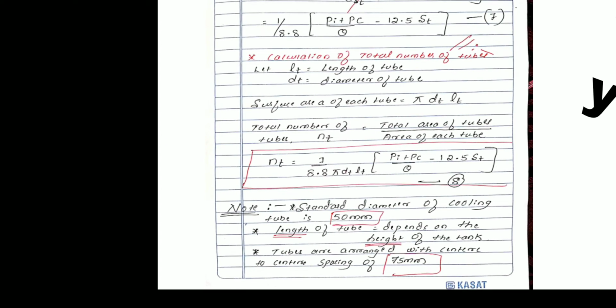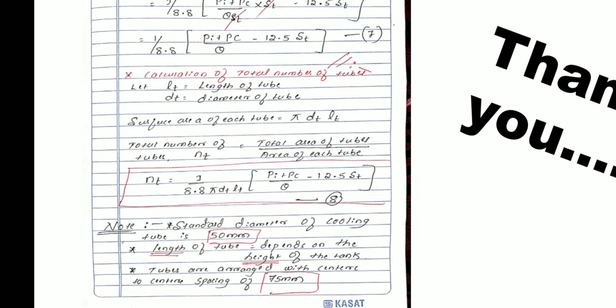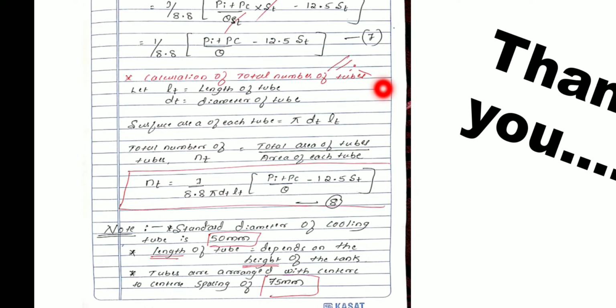What is the formula for the total area of the tubes? See equation number 7. This is the total area of the tubes. So 1 divided by 8.8, then the bracket of pi plus pc divided by theta minus 12.5 st, divided by the area of each tube, pi dt Lt. Shall I write it like this? Nt = 1/8.8 × (pi + pc)/(theta − 12.5 st) / (pi dt Lt). This equation gives the total number of tubes.